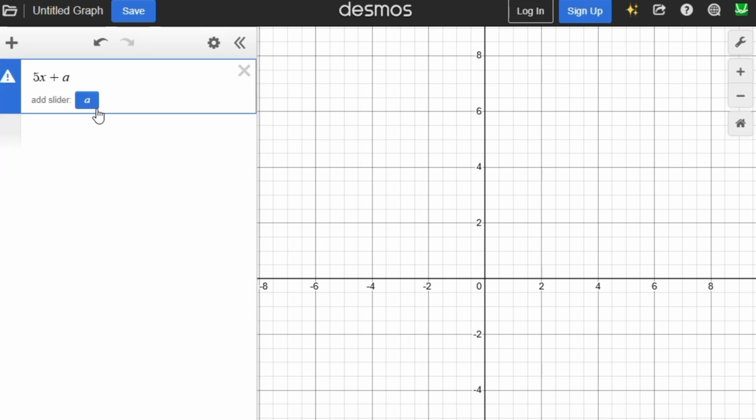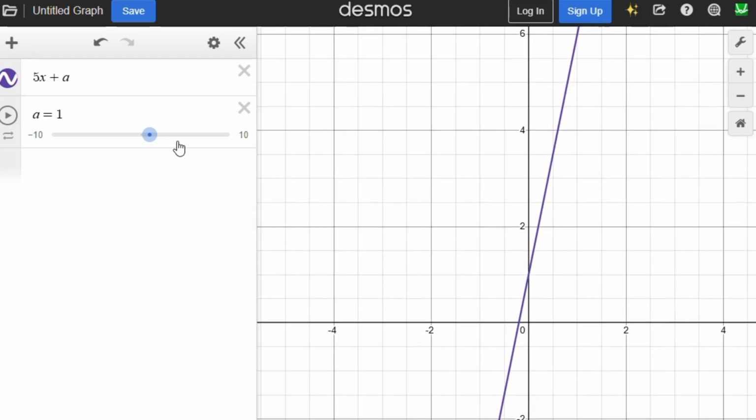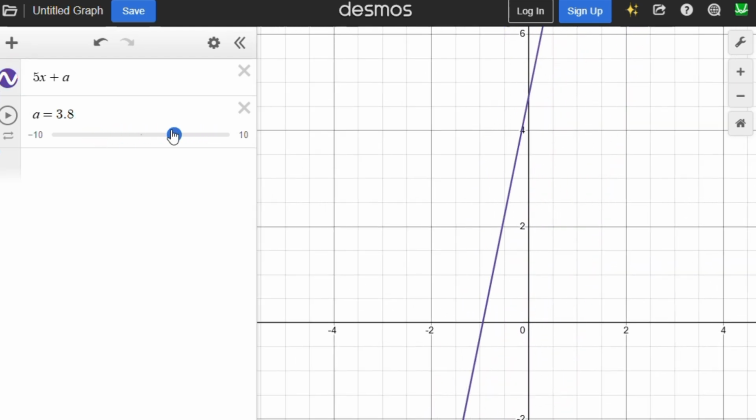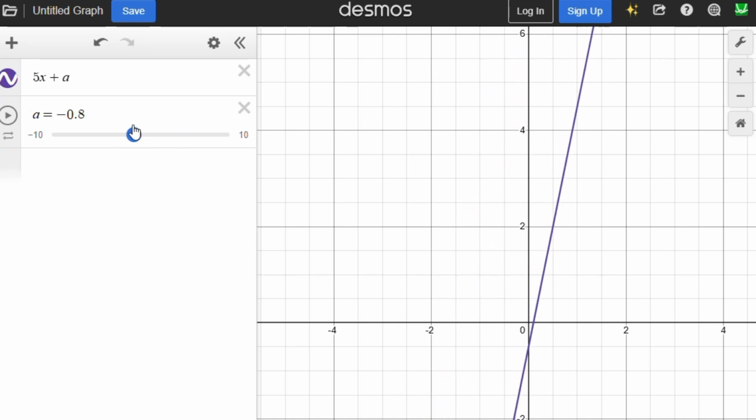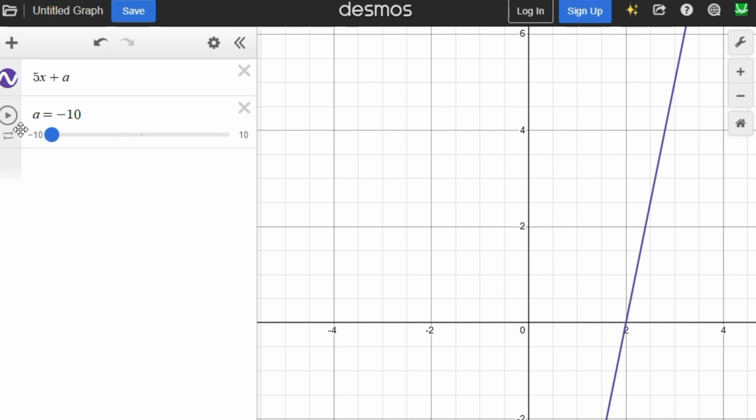Now, let's play with constants. Let's add a slider, and after we add a slider, we can actually change it. It's just a random value. We can assign any values that we want. But the built-in range is from -10 up to 10.